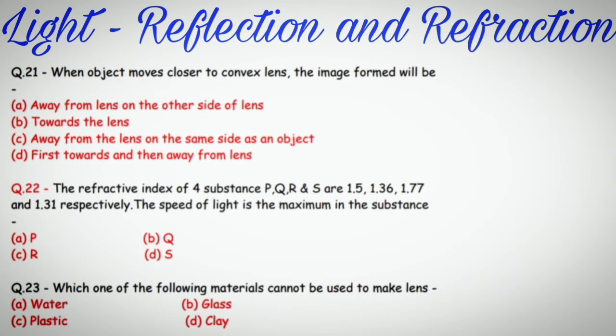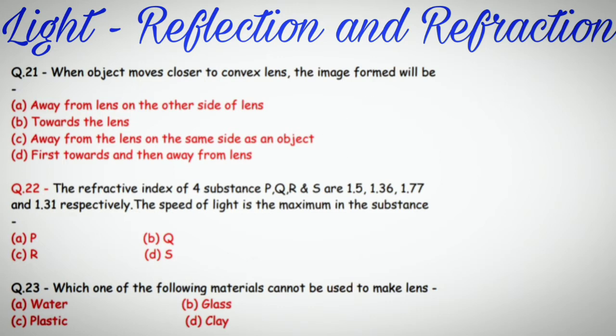Next question comes here. When an object moves closer to a convex lens, the image formed will be: Option A, away from lens on the other side of the lens. Option B, toward the lens. Option C, away from lens on the same side as the object. Option D, first toward and then away from the lens. And the correct answer is away from lens on the same side as the object.